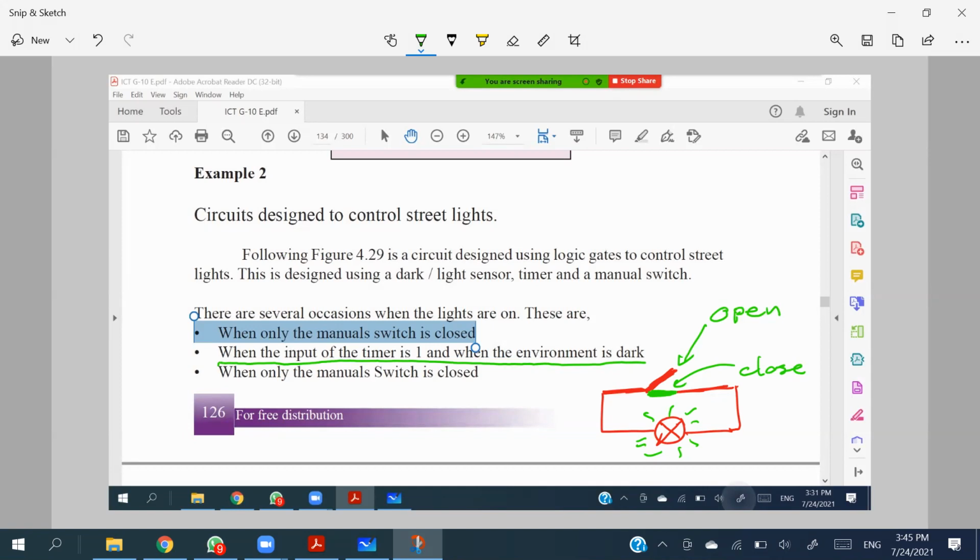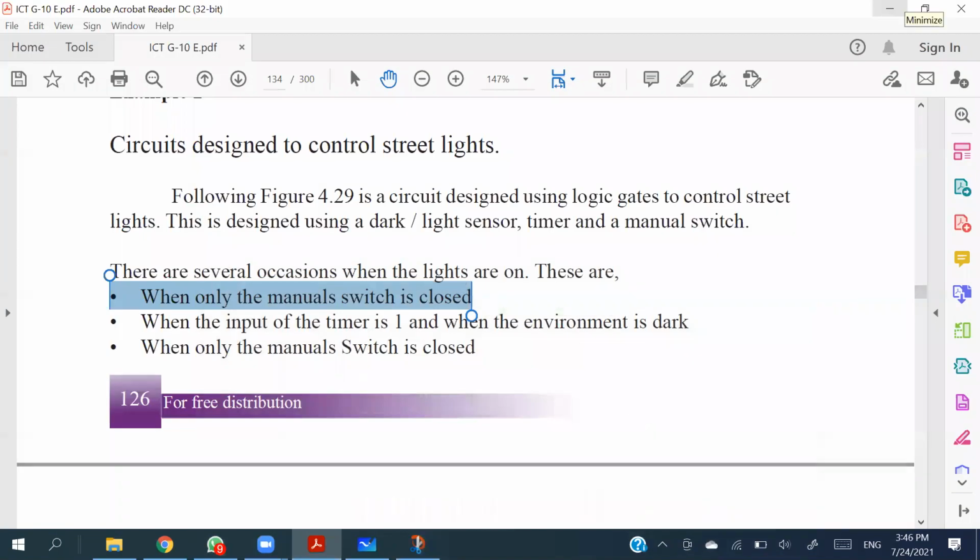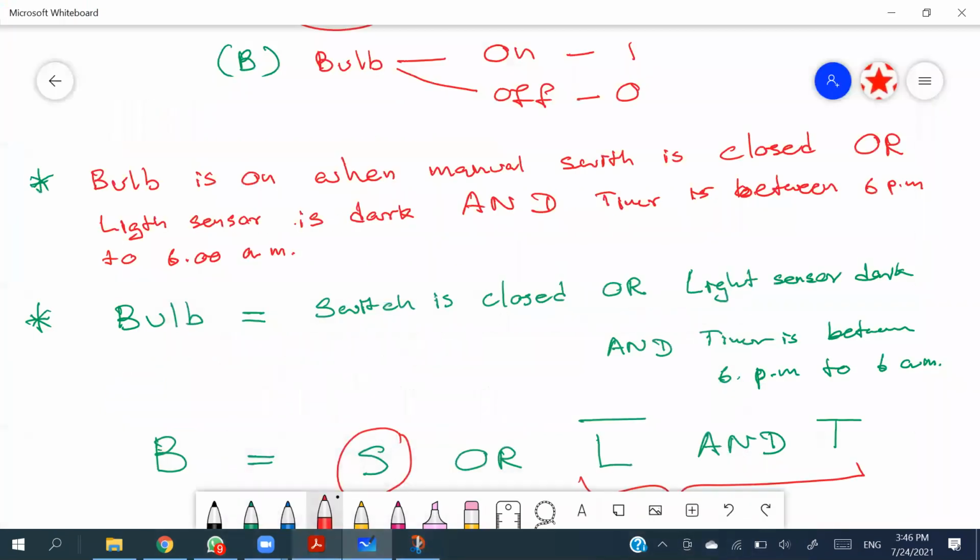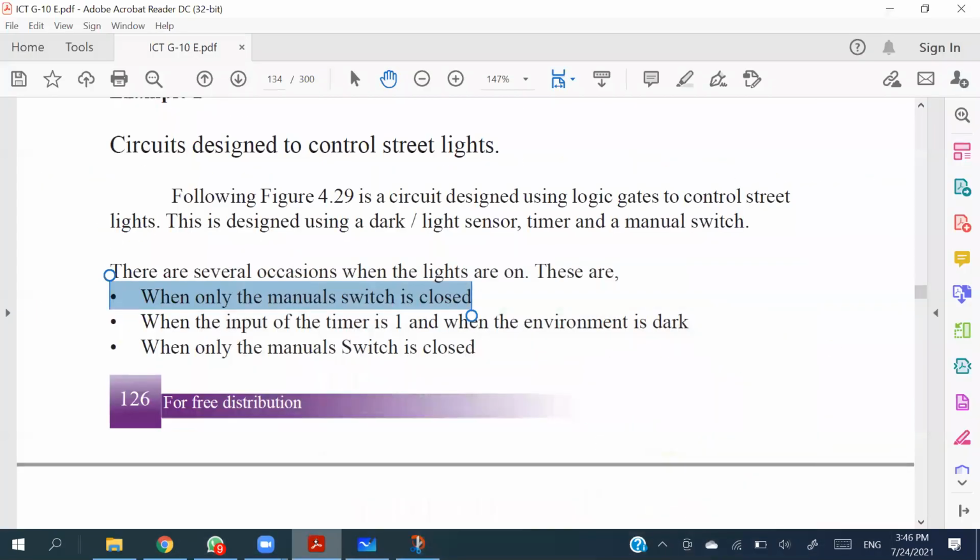Right. So that is what they are trying to say from the very first line. So the switch can maintain or manipulate the bulb alone. If the switch is closed, the bulb is on. If the switch is open, the bulb is off. Right?